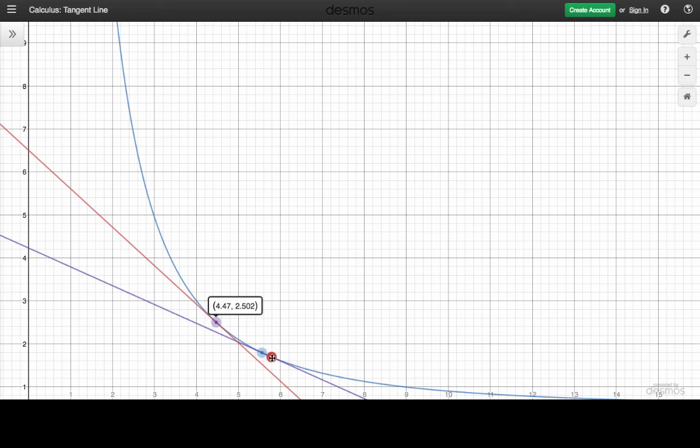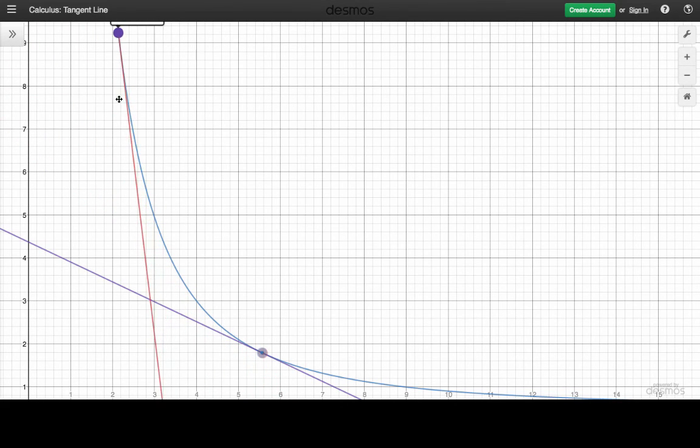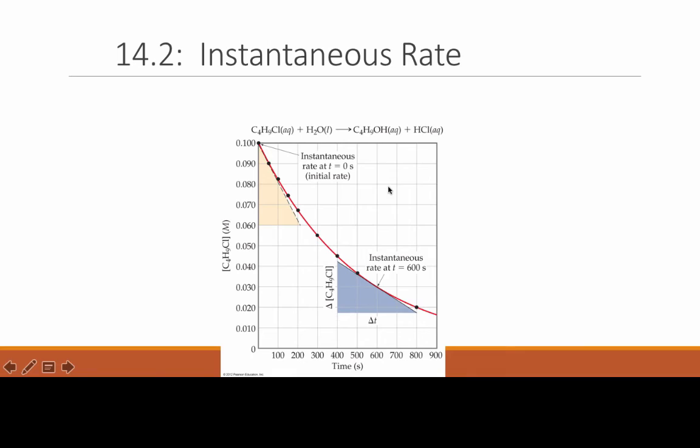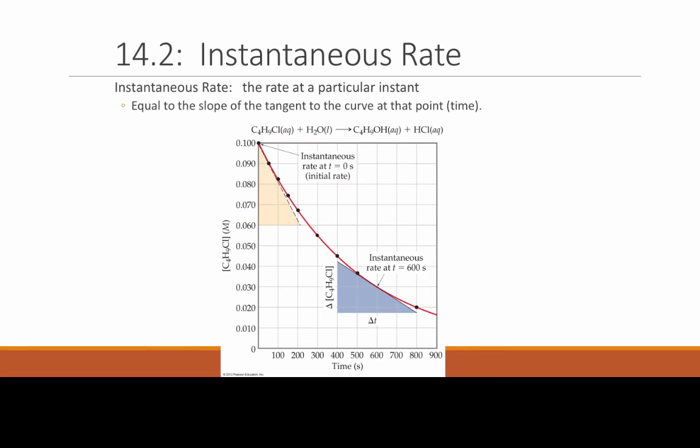Therefore, if we make our window of time so small that we're actually looking at the rate at a single instant, we can define this as the instantaneous rate of change. This red line here represents the instantaneous rate of change. In other words, it gives the rate at any moment during the reaction. The value of the rate then is equal to the slope of the tangent to the curve at that point. So in summary, the instantaneous rate is the rate at a particular instant during the reaction. It's equal to the slope of the tangent to the curve at that point in time.